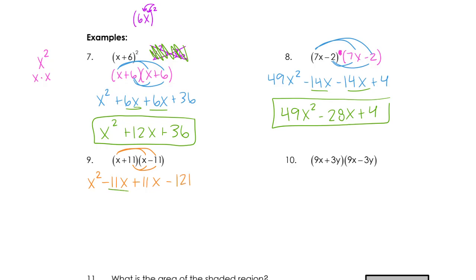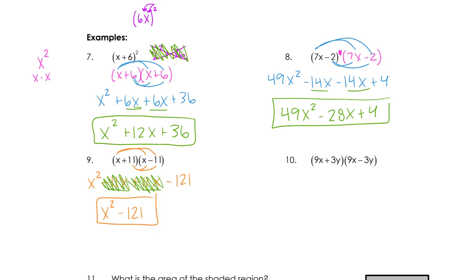When we combine our like terms, you're actually going to notice that negative 11x plus 11x actually adds up to 0x. And remember, whenever we get 0, we do not write anything for it. We just cancel them completely out. So then my answer on this one would be x squared minus 121. And that would be it on that one.